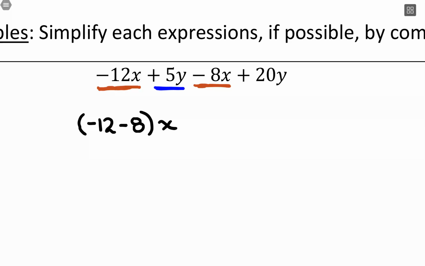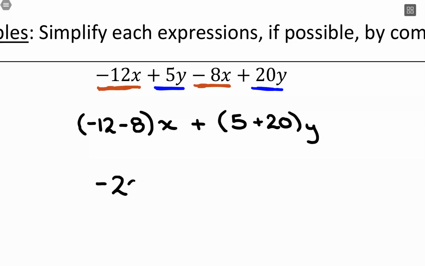We have this positive 5y, positive 20y. So if I just put a plus in between there, what we're really doing is taking 5 of those y's and adding 20 of those y's. It's kind of like I had 5 apples and I'm adding on 20 apples, so I end up with 25 apples in the end. So the apple piece doesn't change, so we don't want to change our variable because it's staying the same thing. So negative 12 minus 8 is negative 20, and x, and then plus 25y.